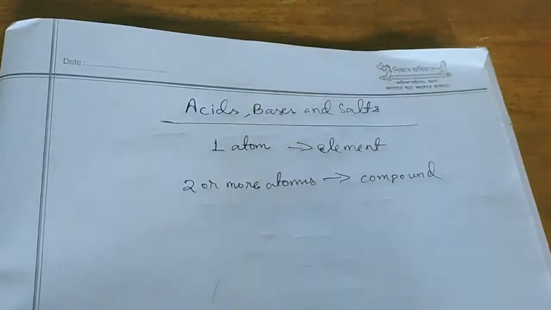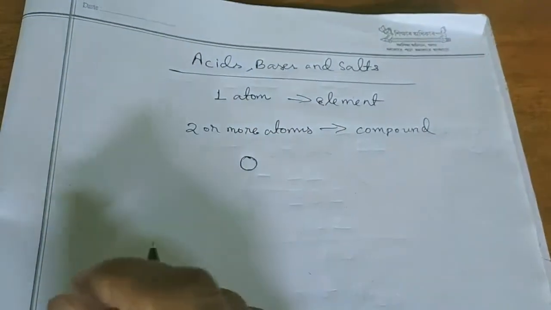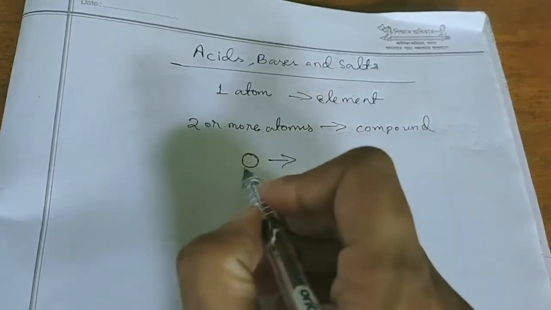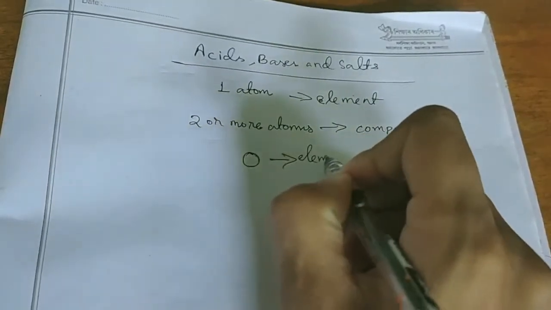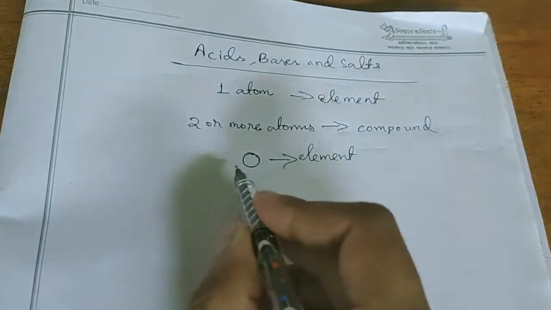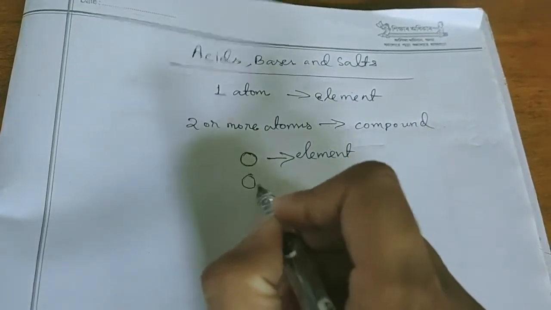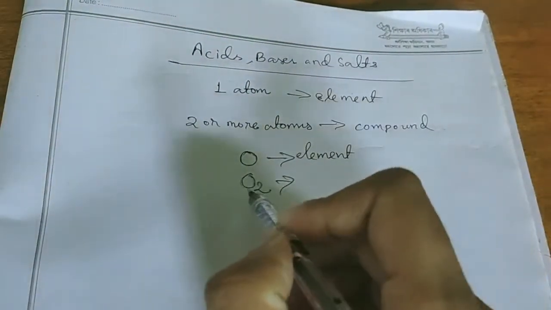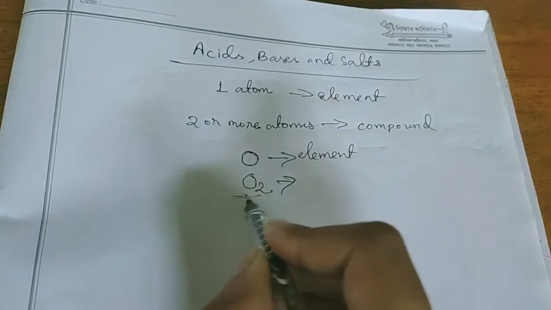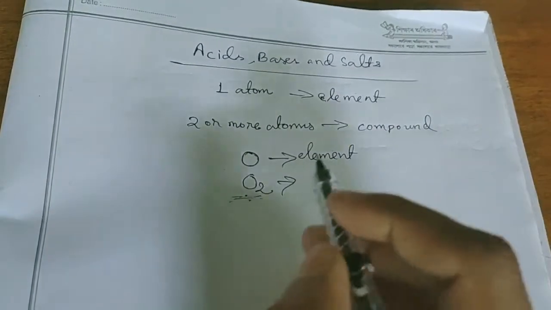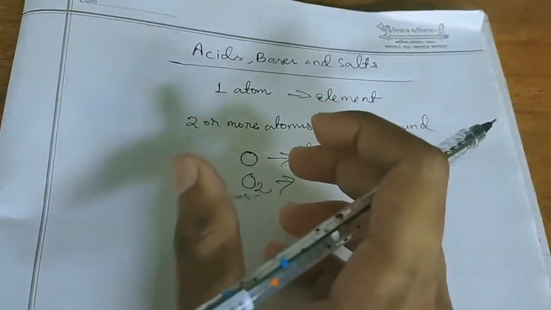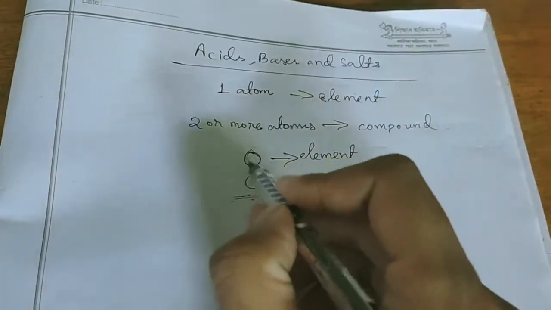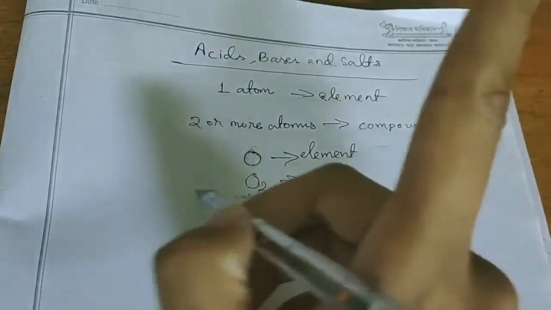For example, O, this is an oxygen element. Since it consists of only one atom, we call it an oxygen element or oxygen atom. But the oxygen gas that we inhale is a compound because it is made up of two oxygen atoms. Okay, oxygen gas is a compound made up of two oxygen atoms, and generally oxygen is an atom made up of only one atom.